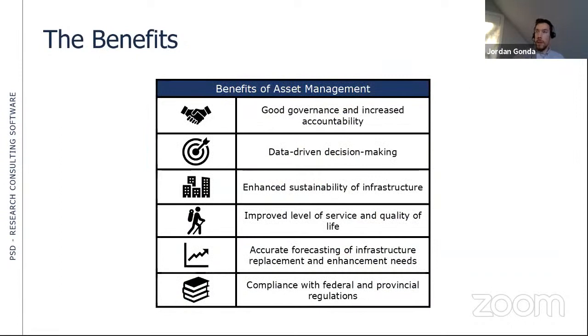Benefits, some of them more obvious than others. It's about having good governance and increased accountability. If we make our decisions based on objective facts, if we understand what the true needs are, what the demands are, we're accountable. Our decisions are data-driven. They're not based on what was done in the past. It's based on taking the data.